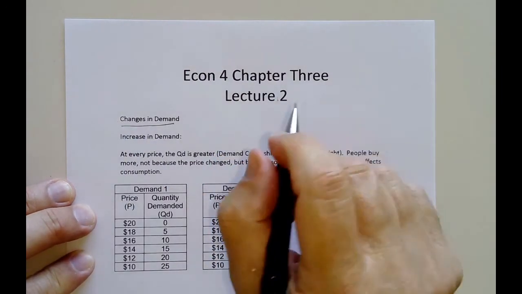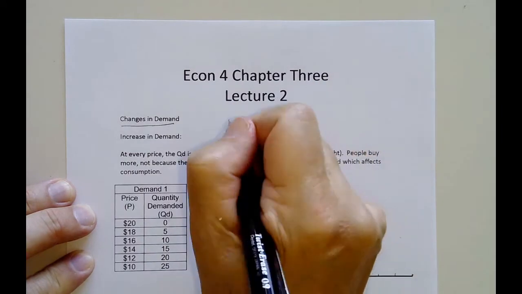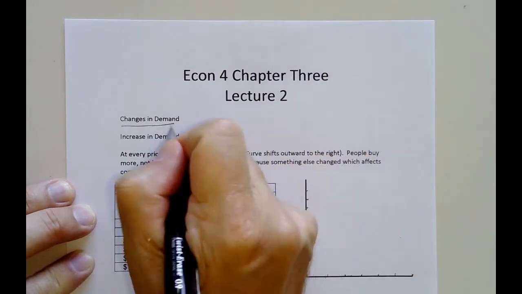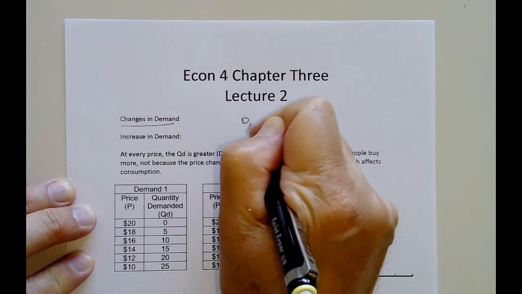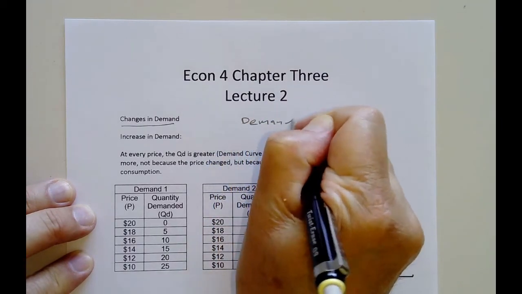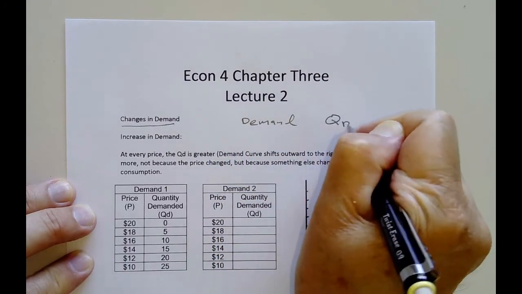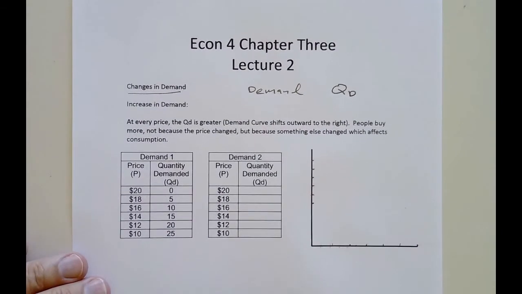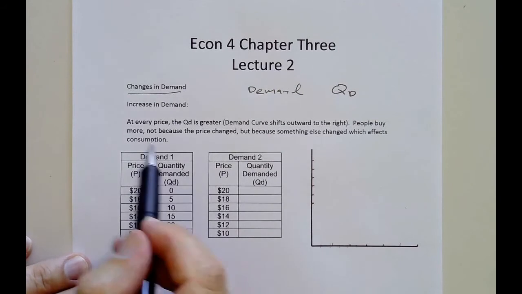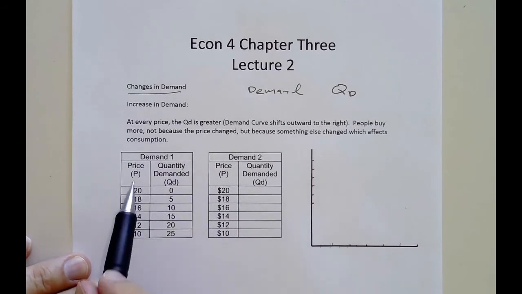So one of the hardest things in all of microeconomics is for students to understand the difference between a change in demand and a change in quantity demanded. Demand and quantity demanded are not the same thing. Over here, for example, in this schedule, this table, we have demand 1. Demand is all these numbers. It's the entire relationship between these various prices and these various quantity demandeds.